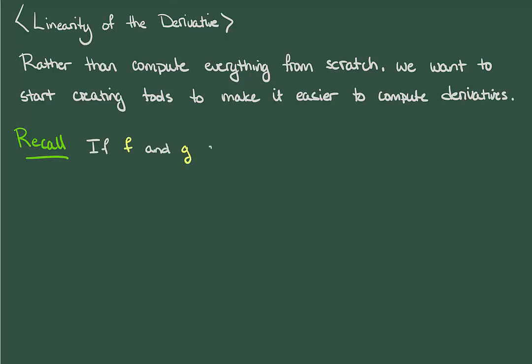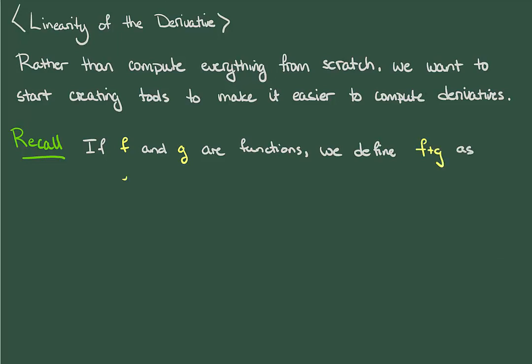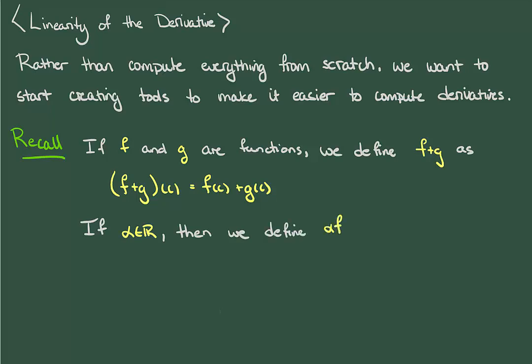If we're given two functions, f and g, then we define their sum, f plus g, pointwise. That is, we evaluate the functions at the point of interest, then we add them together. If alpha is a real number, then we define the function alpha f pointwise as well, by multiplying alpha into f of c.